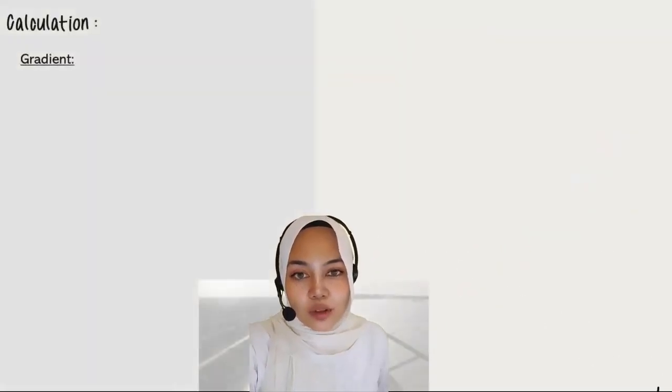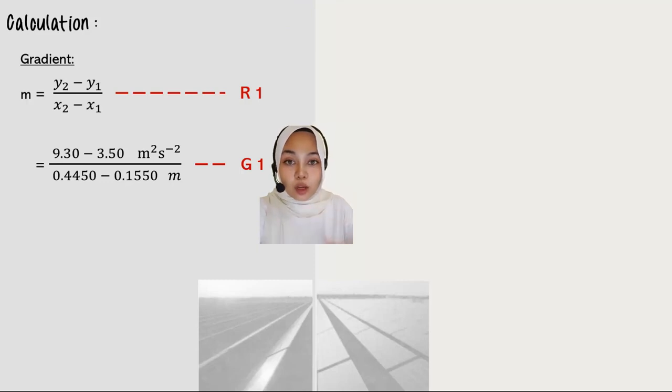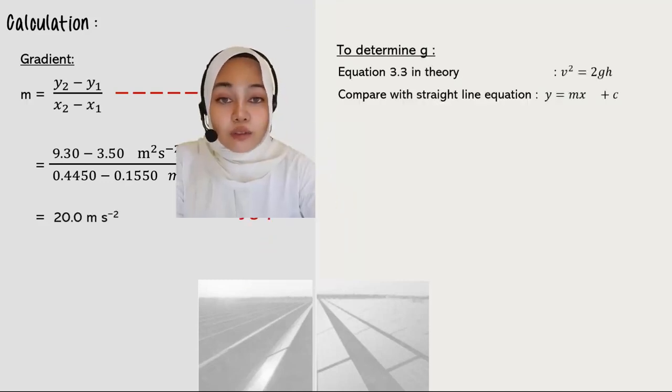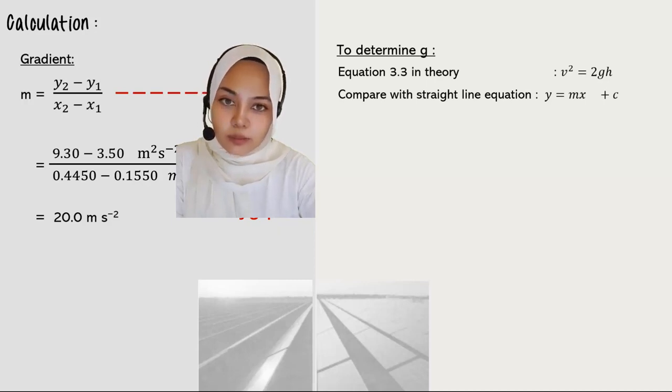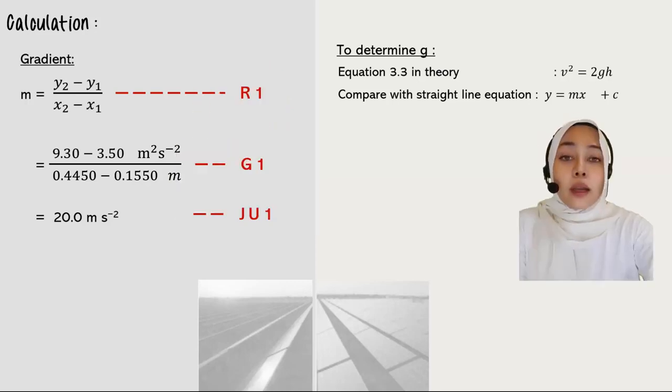Next, we go to the calculation of the gradient. You write down the equation like this, R1. The substitution, G1. The answer with the correct unit, JU1. In determining the value of gravitational acceleration, you have to compare it with the equation of this experiment. That is V squared equals to 2GH. Compare it with the straight line equation, y equals to mx plus c.